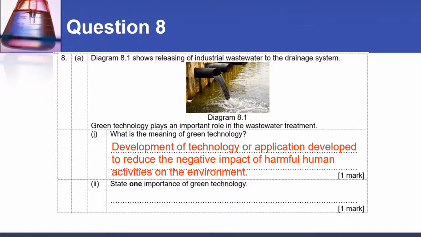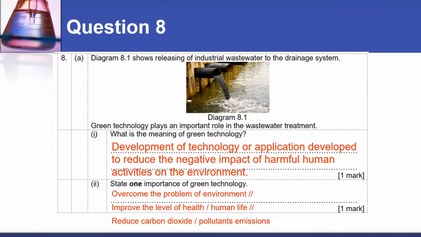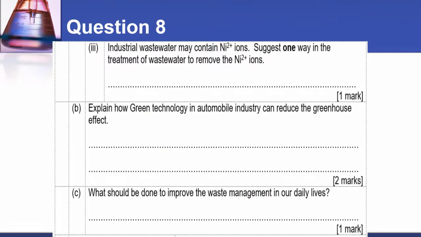8a2. State one importance of green technology. You can choose one of these: to overcome the problem of the environment, to improve the level of health or human life, to reduce the releasing of carbon dioxide or pollutants. Question 8A3. Industrial wastewater may contain nickel 2 ions. Suggest one way in the treatment of wastewater to remove the nickel 2 ions. So we can carry out electrolysis to remove the nickel 2 ions.